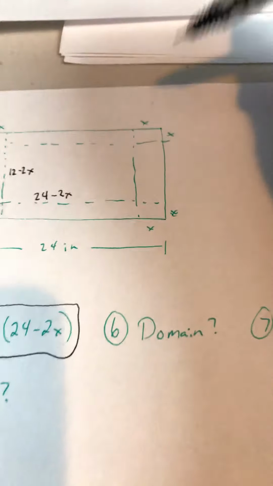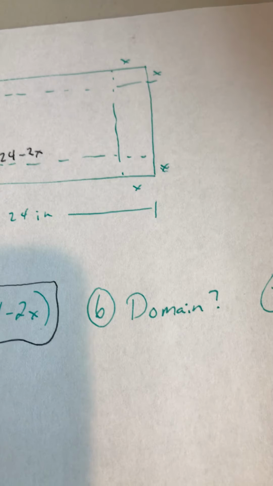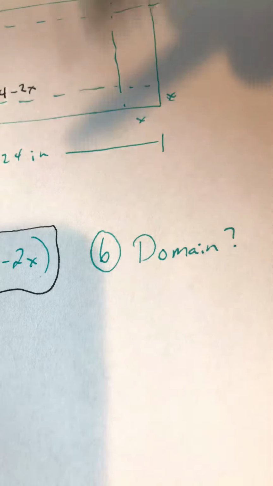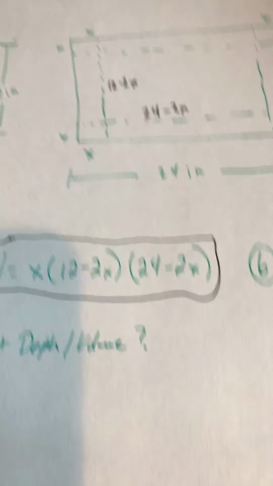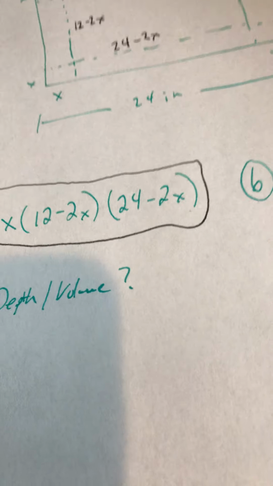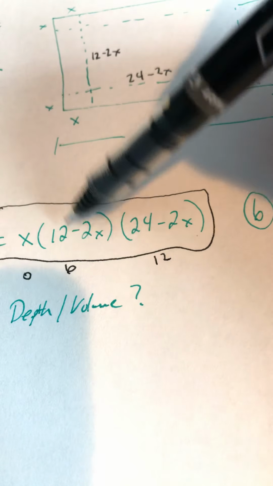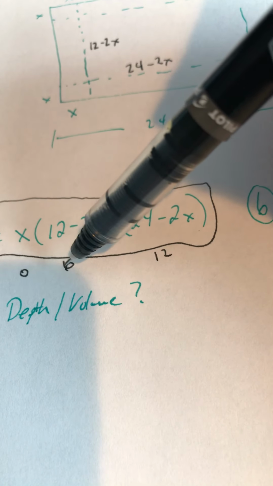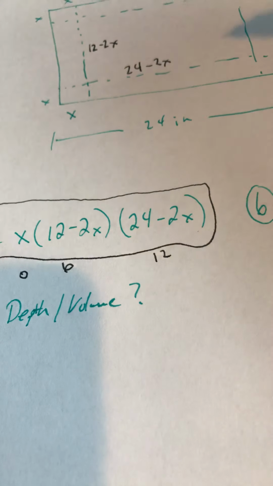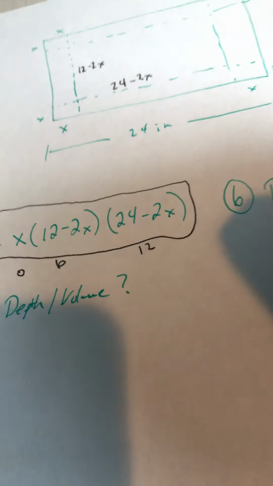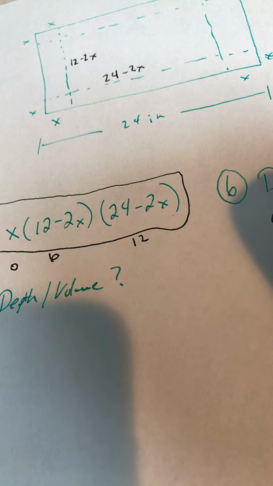So question 6 then was, what is the domain of this situation? So our domain is what x values are we allowed to use, and it's not unlimited here. And if you remember from the example I sent you earlier, it's between our first two zeros, and our zeros would be 0, 6, and 12. If you set 12 minus 2x equal to 0 and solved it, you would get 6. And then same thing here. If you set 24 minus 2x to 0, you would get 12. So between 0 and 6 is the domain here.